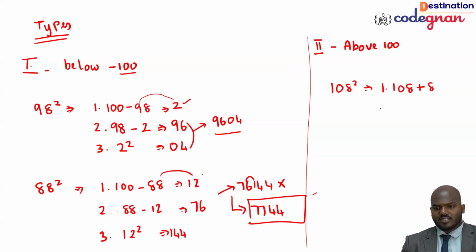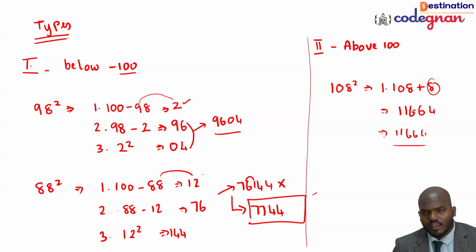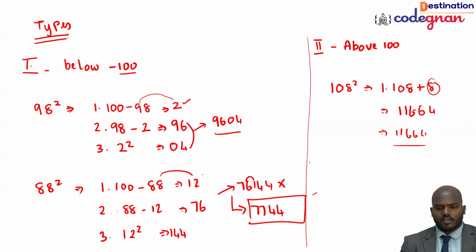In the second step, the difference 8 is the common difference. If you add it, it gives the value 116. If you square that 8, it gives 64. If you join these, you get 11664. You can verify this and comment. So these are the simple steps.